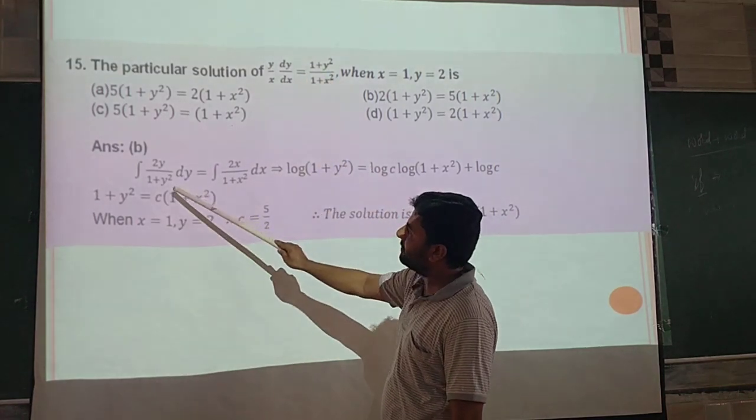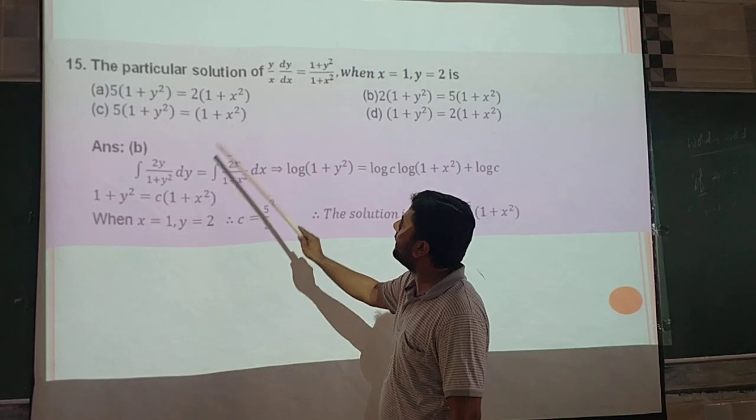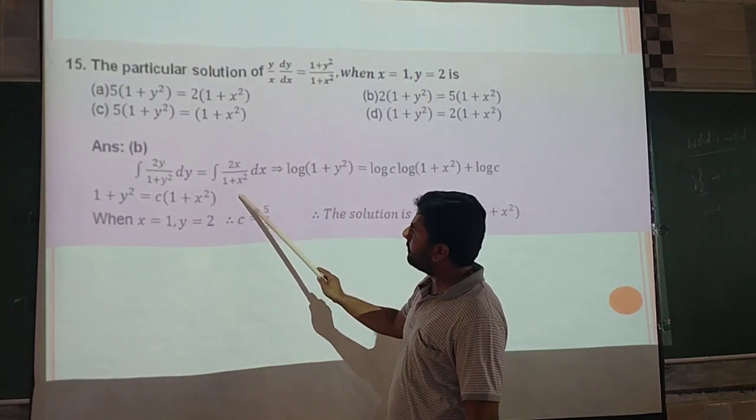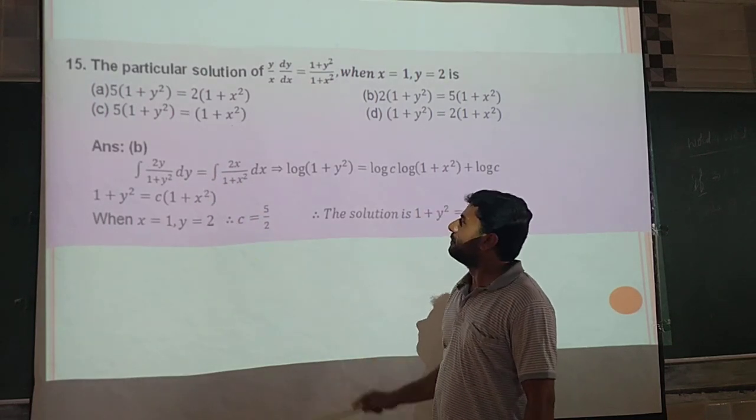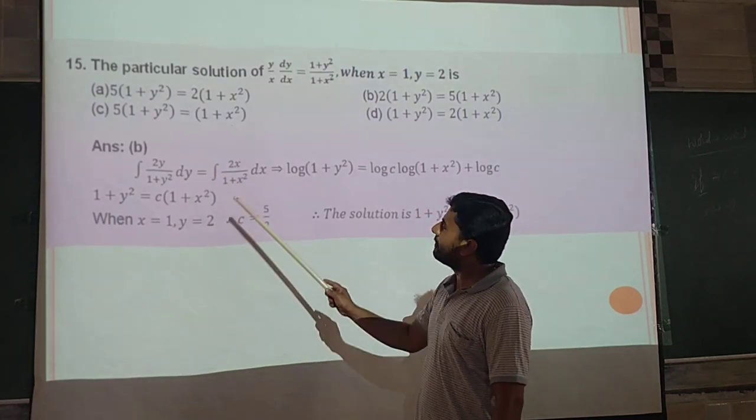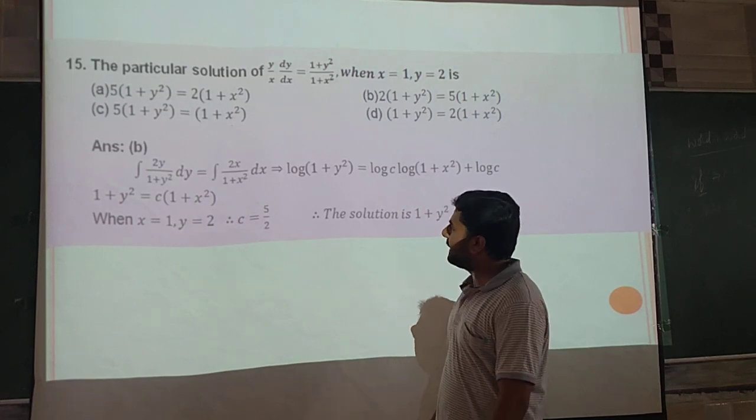1 plus y square shifted gives y divided by 1 plus y square into dy. x shifted gives x divided by 2 into 1 plus x square, multiplying by 2 on both sides with respect to x. So our variables are separate. Then applying integration on both sides.